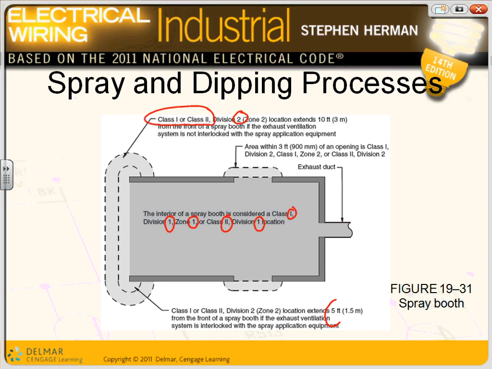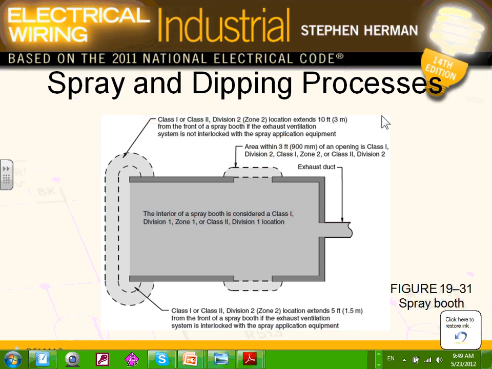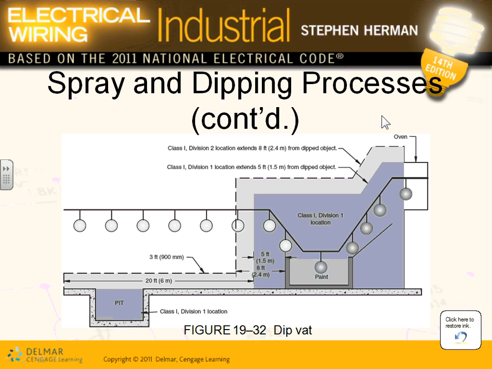Based on these distances, if you have any opening area within 3 feet of any opening in a class 1 div 2 or class 1 zone 2 or class 2 div 2, these are the two locations. This area here is also class 1 and class 2 div 2 locations around the class 1. So anyway, anything adjacent to a div 1 will be div 2. So who cares? Your equipment has to be listed for these locations.